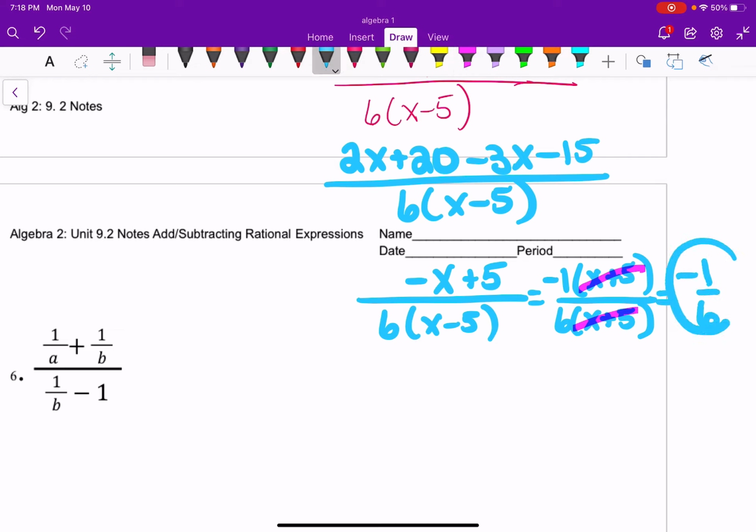Not the easiest thing in the world to do, I know. But you're going to have to practice it. Oh goodness, look at this next one.